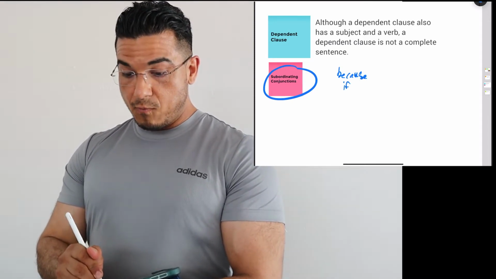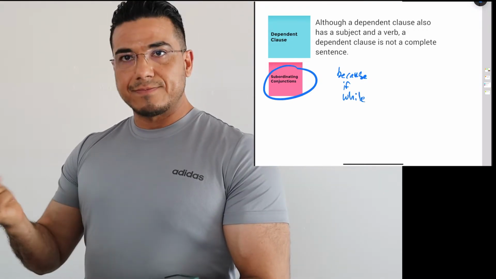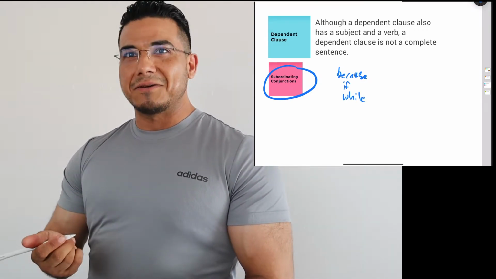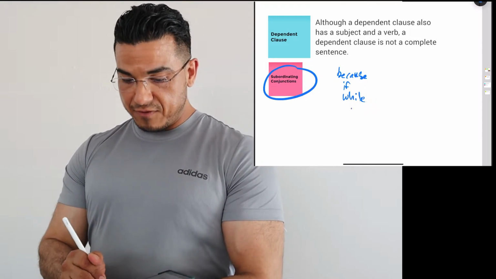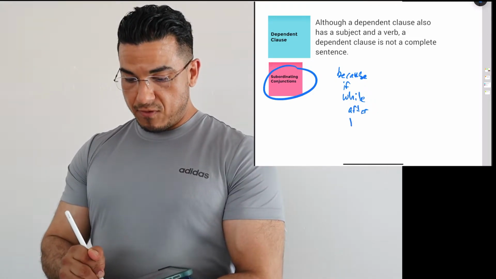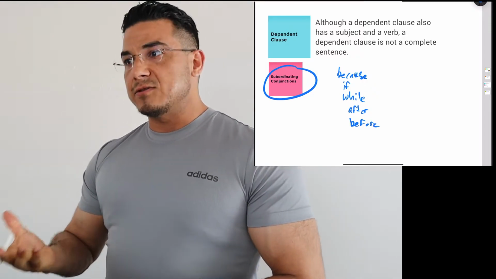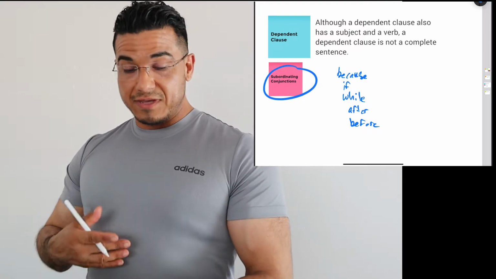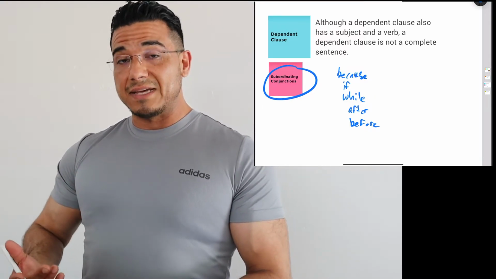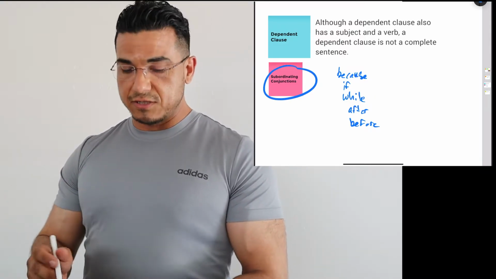after or before. And again, these are also words that could be used as other forms of modifiers. However, in the examples I'm giving, we're going to be using them as subordinating conjunctions.